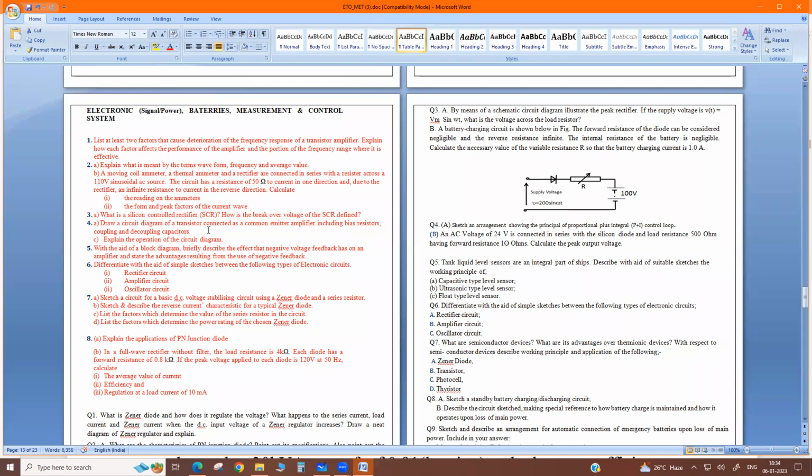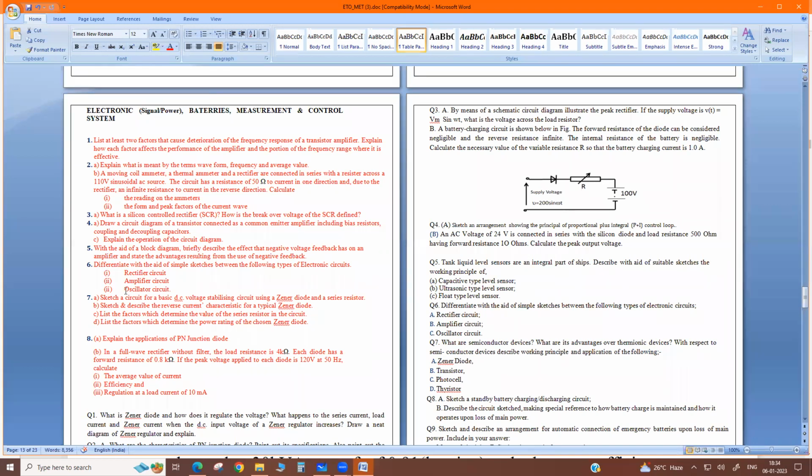Here this SCR, okay. Now this common emitter amplifier you can draw with the biasing resistance and coupling and decoupling capacitors, and you explain this diagram. Fourth, you can search it easily in your signal electronics, like the VK Mehta book is there. Basic, I will put, okay, not an issue.